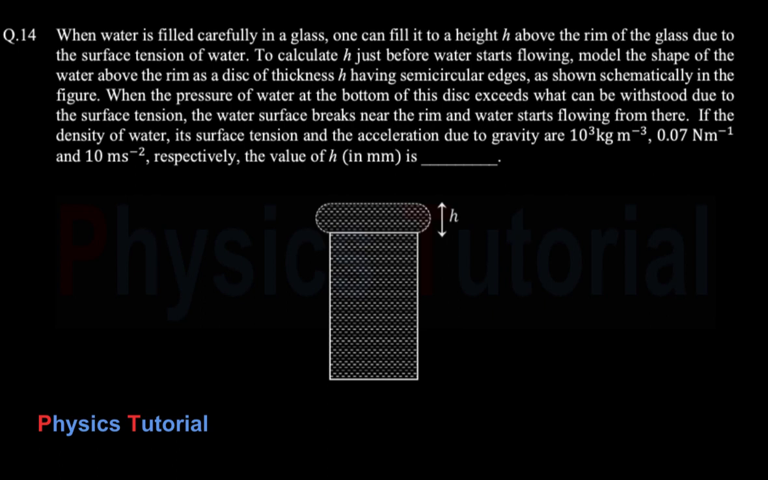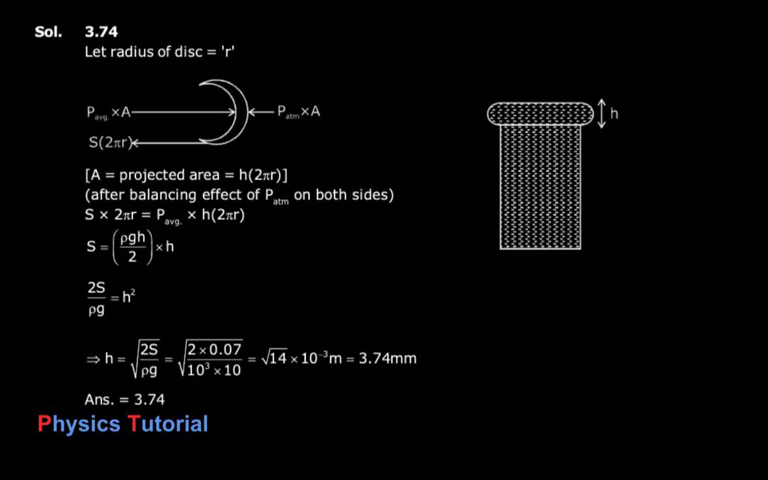That means after balancing this force, P atm and P average, that is h height. Let the height be h and the radius is r as given. So 2 pi r, you can use this on the periphery here, and surface tension into 2 pi r. So you can get the value of surface tension. With the help of this, you can find the height h. So this is the strategy to solve.